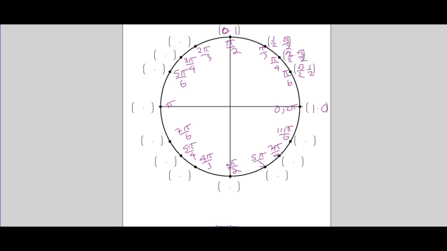Right, so if I have to do the sine of 5 pi over 6, I just say it's a quadrant 2 angle. Sine is positive. It's got the same sign as the reference angle, which is pi over 6. And I already know the sine of pi over 6, which is the y value there, 1/2.